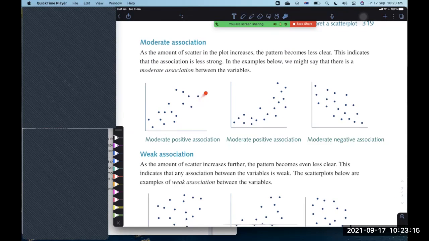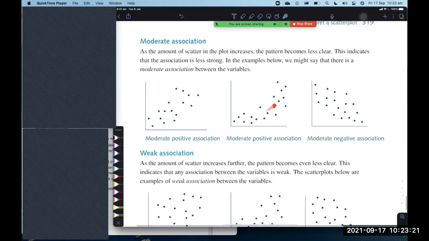The next one is moderate. So you can see it's a bit more scattered. It's still following a pattern, but it's more spread out. This one's also spread out and this one's also spread out. So you can see just different examples.